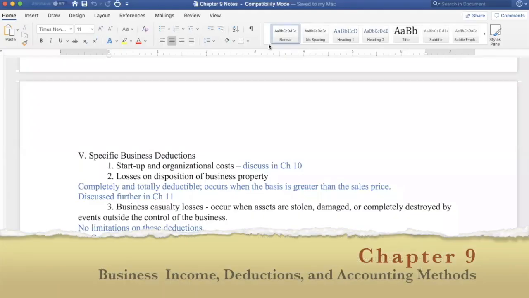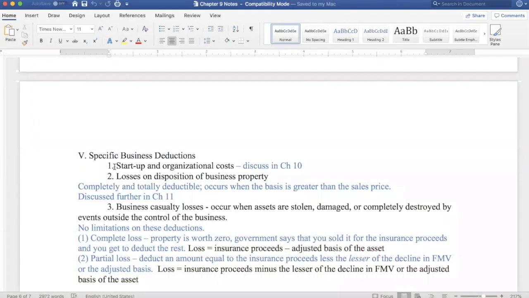Now we'll talk about specific business deductions. Startup and organizational costs we'll discuss in Chapter 10. Losses on disposition of property we'll discuss further in Chapter 11, but they're completely and totally deductible. And that occurs when the basis is greater than the sales price, so you have a loss.